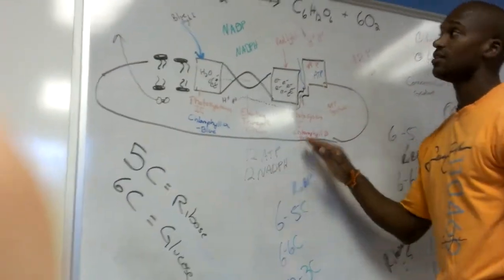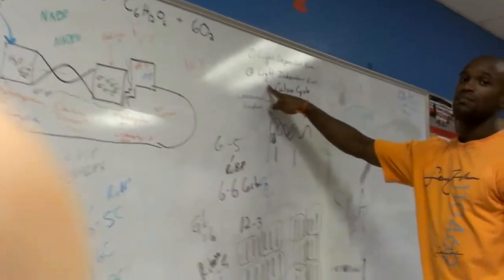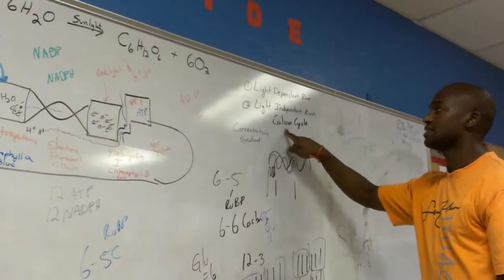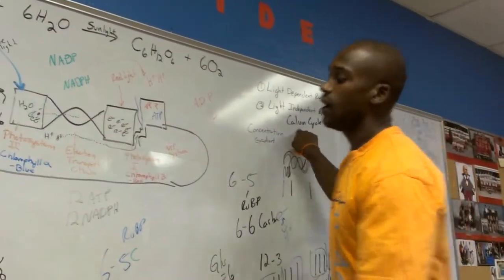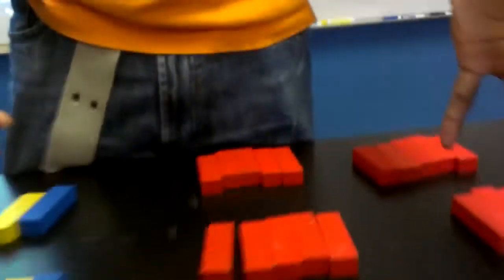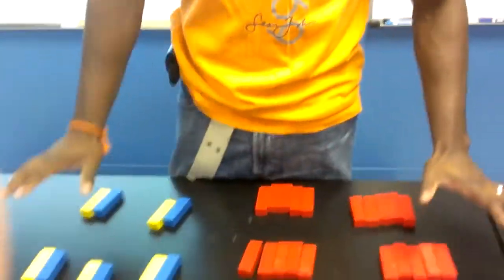Once we have 12 ATP from this situation and 12 NADPH binding to the hydrogen that are out here, we can then start the light independent reaction, which is also called the Calvin cycle. So the Calvin cycle happens inside the matrix. So here we are in the matrix. You might want to stand up for this part so you can see.